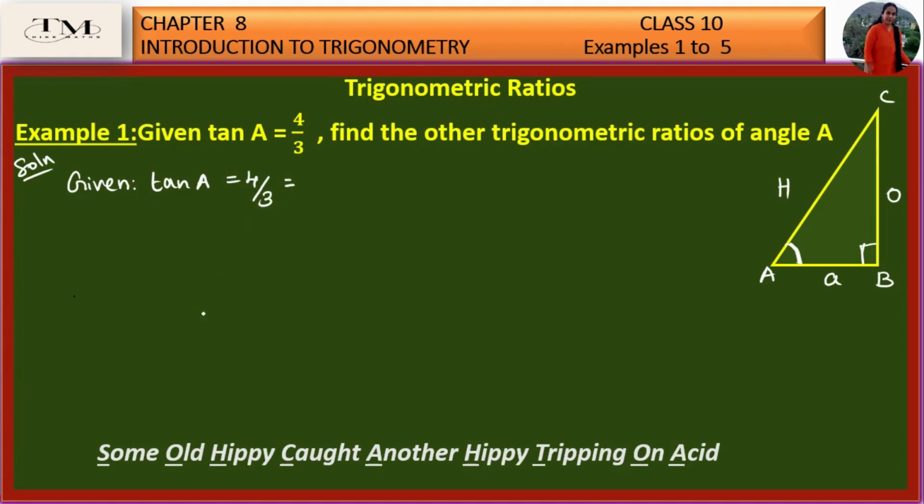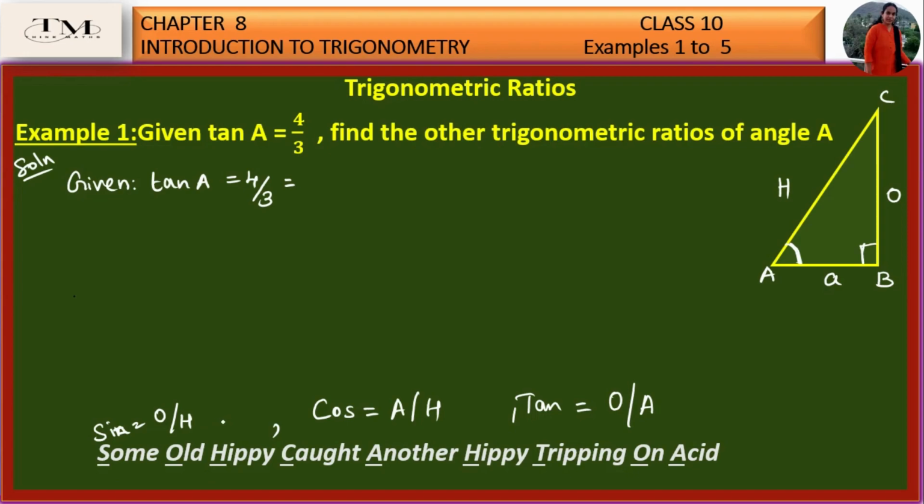What is tan? We know the relation: Some old hippie caught another hippie tripping on acid. S stands for sine, so sine is equal to old hippie, O by H. C stands for cos, so cos is equal to A by H, adjacent by hypotenuse. T stands for tan, so tan is equal to O by A, where O stands for opposite and A stands for adjacent. Okay, children, these are the relations we already studied.